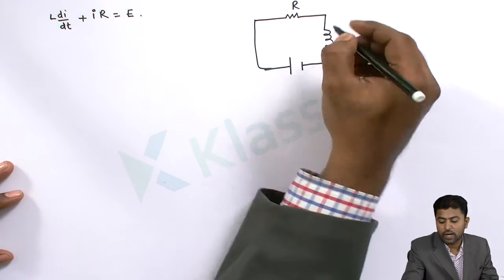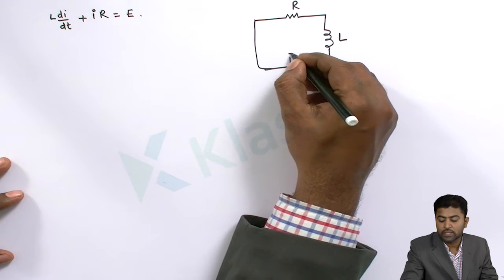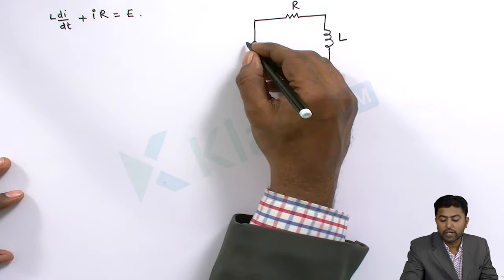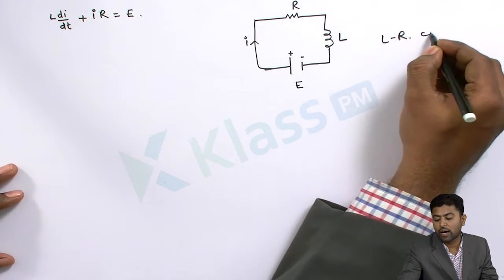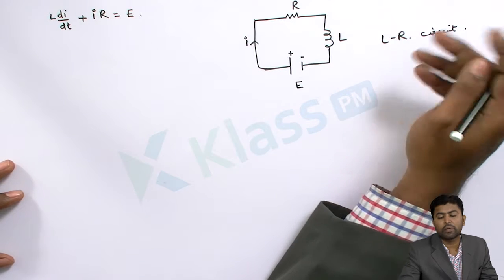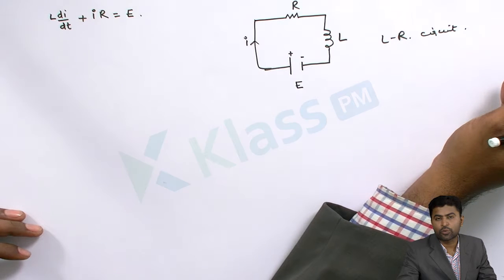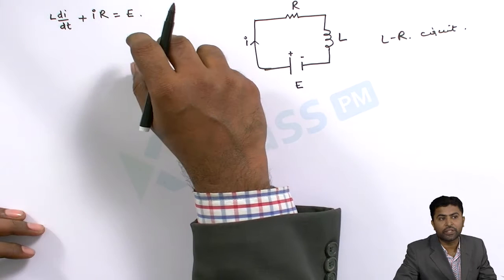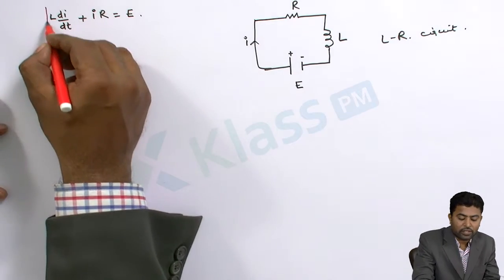This is the resistance R and this is the inductance L. This is the electromotive force with minus plus and the current I flowing in this. So this is the LR circuit. In a similar way, we can form the LC circuit and the RC circuit also, and we can form the differential equations in the same way. So this is the differential equation of the LR circuit.